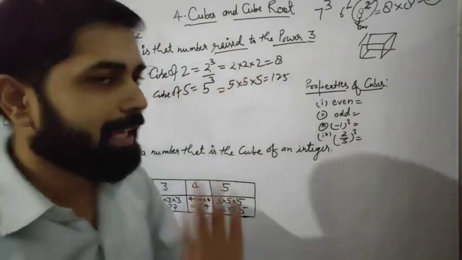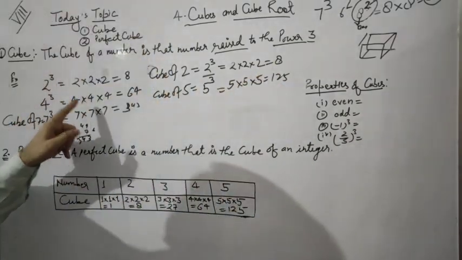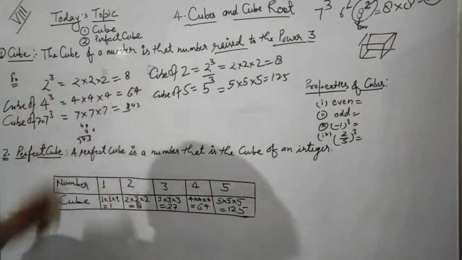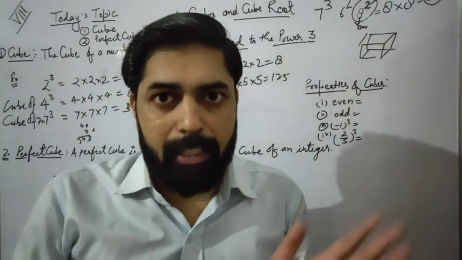And cube of 2, what is it? 8. And same as the cube of 4. Cube of 4 is 64. You can say the cube of 4 is 64. So this is about the cube.